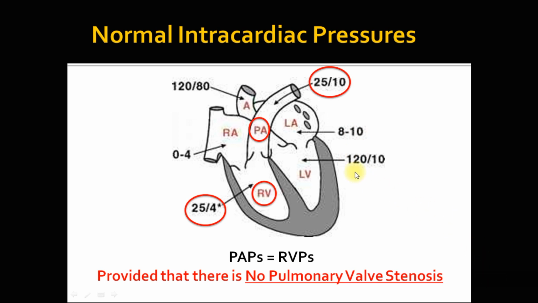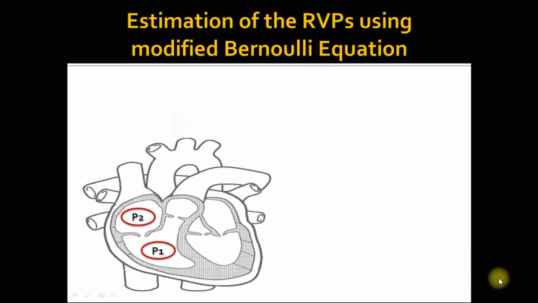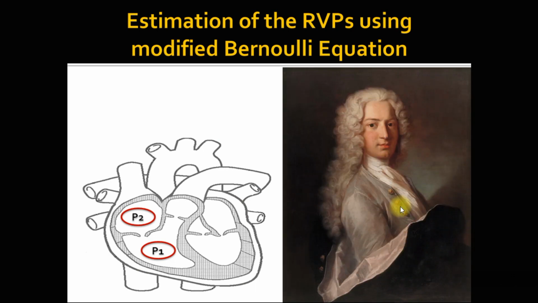Unfortunately, we don't have a method to directly estimate the pulmonary artery systolic pressure. But when we have a method to estimate the right ventricular systolic pressure, then we can know the pulmonary artery systolic pressure. The method that we currently use to estimate the right ventricular systolic pressure was developed about 300 years ago by the Swiss mathematician Daniel Bernoulli. Here is Daniel Bernoulli.